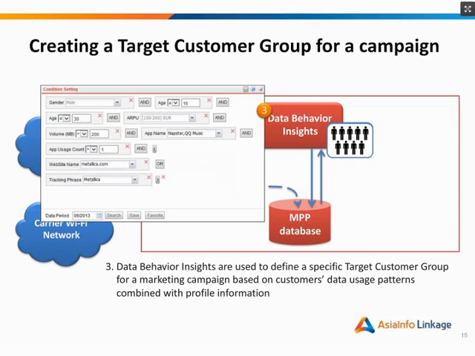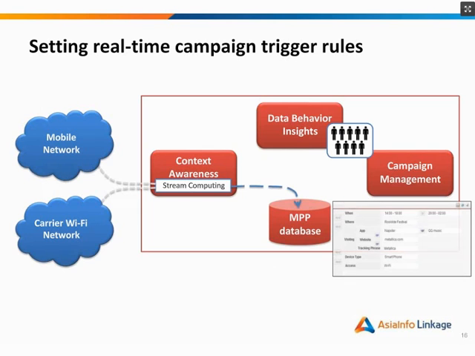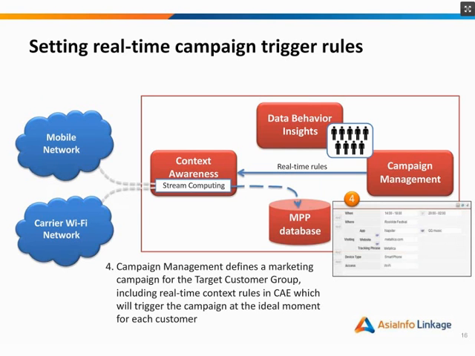The next step in the process is, of course, to define the campaign, and to set up some real-time rules for when the campaign is actually executed. A traditional campaign would normally, once it's defined, just send an SMS or a WAP push message to every member of the target customer group, and just do that immediately, processing through them all.